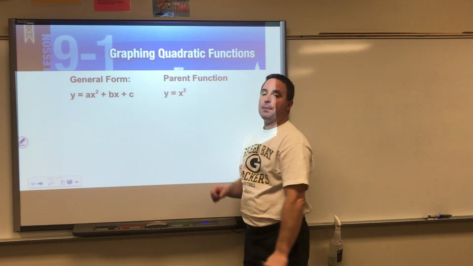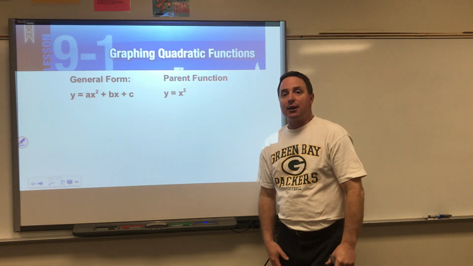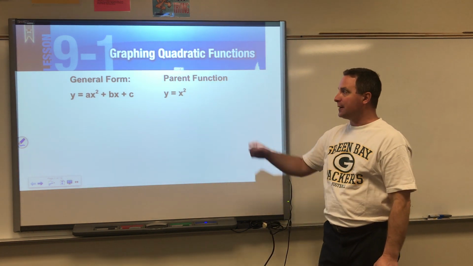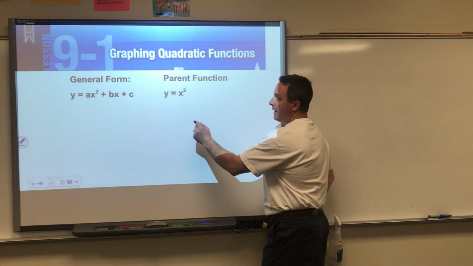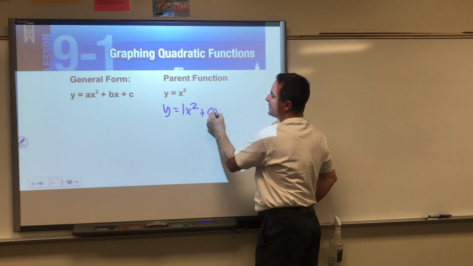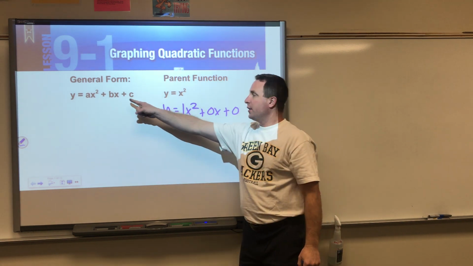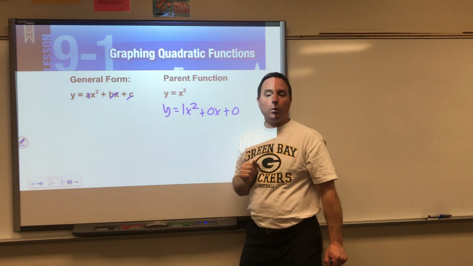Well, if you remember this thing called the parent function, it's kind of like the plain Jane, the smallest, most basic equation of a quadratic. This one looks like that. And this is really the same as standard form. It's y equals 1x squared plus 0x plus 0. There is no x term, there is no c term, and the coefficient is a 1.